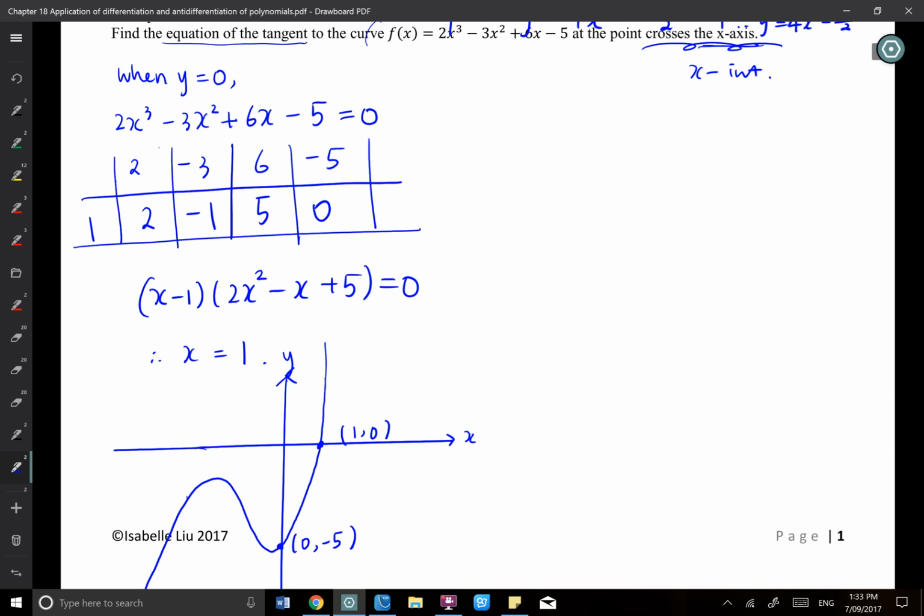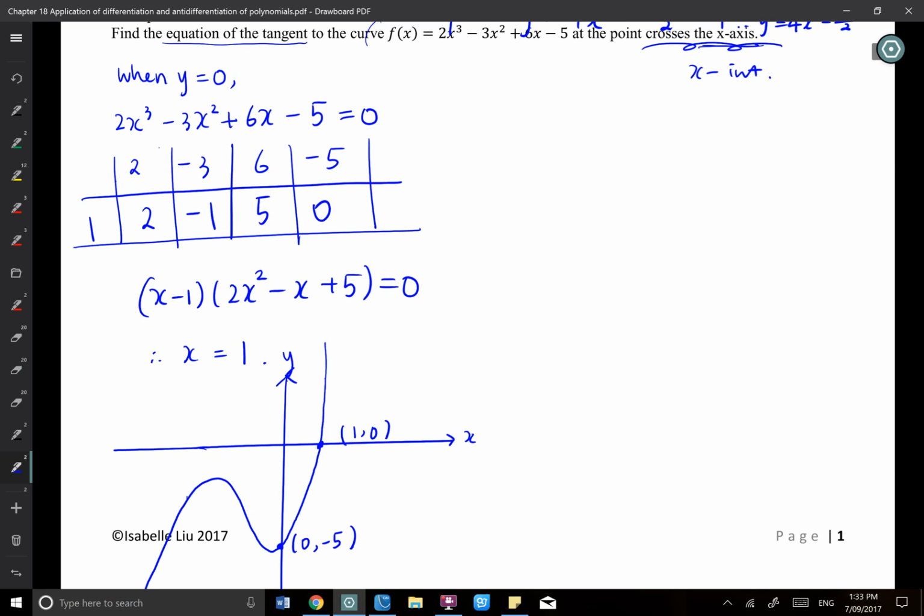So that's still a 2. So 2 times the 1, plus the next number, -3, gives you -1. The -1 times the 1, plus 6, gives you 5. 5 times the 1 plus the next number, -5, gives you 0. So there is a 0 in the last box, which means that is a factor. That is a solution. So 1 is a solution. x minus 1 must be a factor.